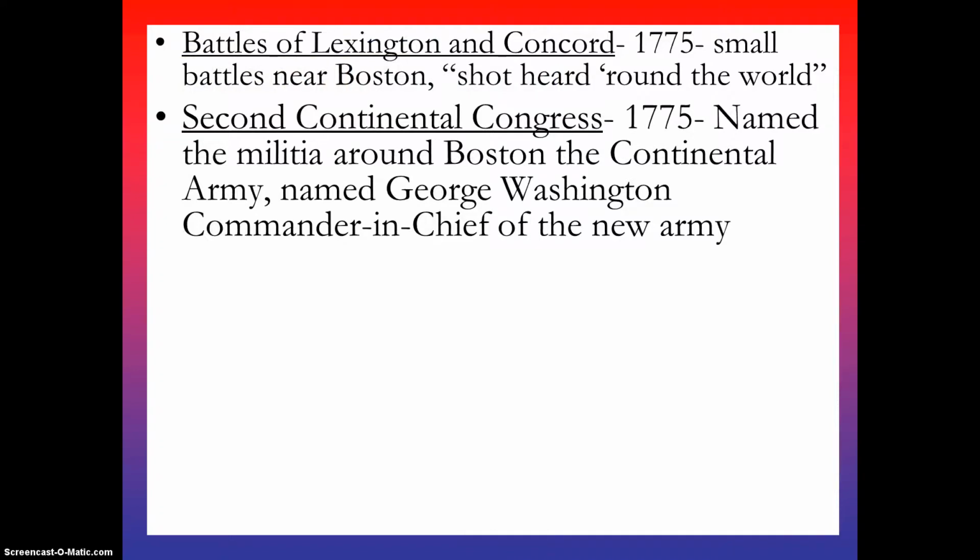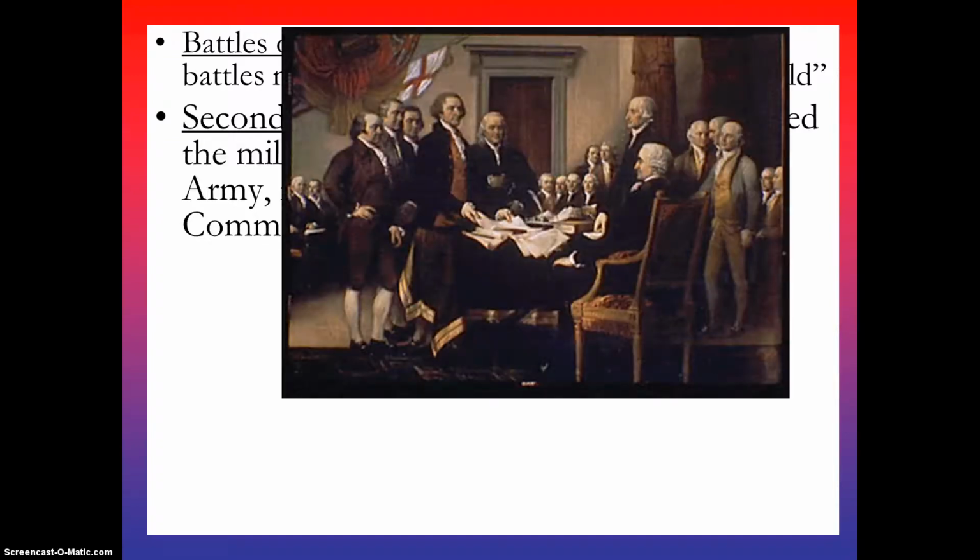after those battles, they have the Continental Congress meet again, and they call it the Second Continental Congress. And so now they call the militia, just this little group of soldiers around Boston, they call them the Continental Army. And they say, George Washington, we think you would be a great commander-in-chief. And there they are, and here's George Washington, a younger version, saying, oh, yes, that sounds good.